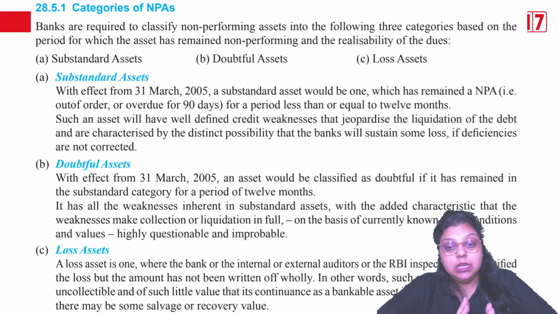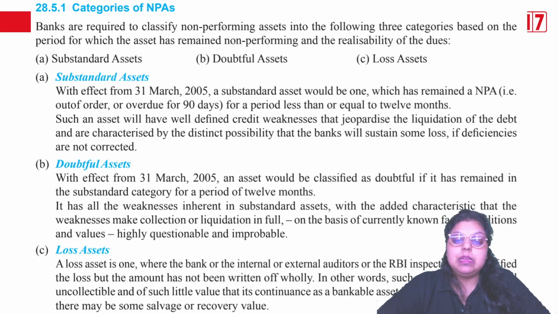After 90 days, this special mention account 2 converts into NPA, and after converting into NPA, it creates 3 types of categories of assets: substandard asset, doubtful asset, and loss asset. Substandard asset simply means those assets which remain NPA for a period less than or equal to 12 months. Such an asset will have well-defined credit risk weakness that jeopardizes the liquidation of a debt, characterized by the distinct possibility that the bank will sustain some loss if deficiencies are not corrected.